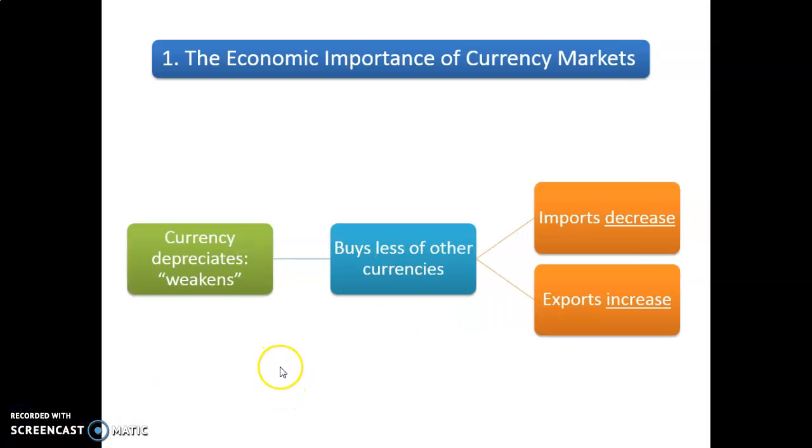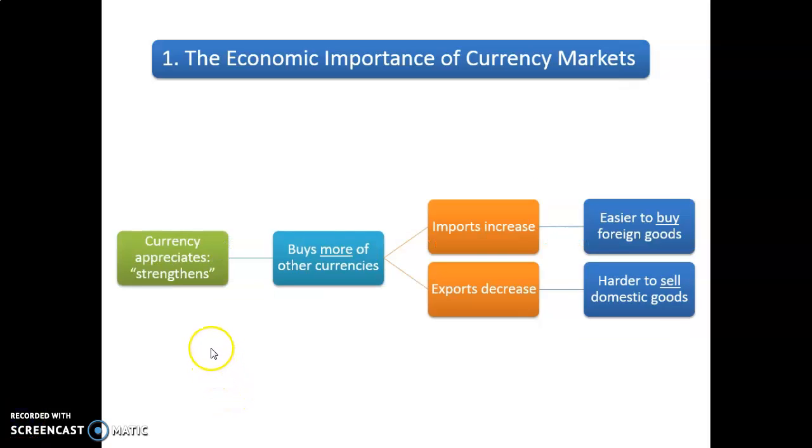Conversely, when a currency goes down in value, it depreciates. That means that it weakens, and that basically means that it will buy less of another currency. And in that case, imports are going to decrease and exports are going to increase because imports now are more expensive and exports are less expensive than they were before.